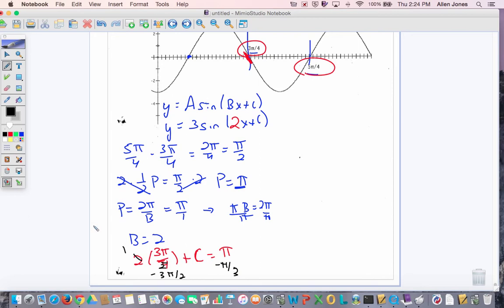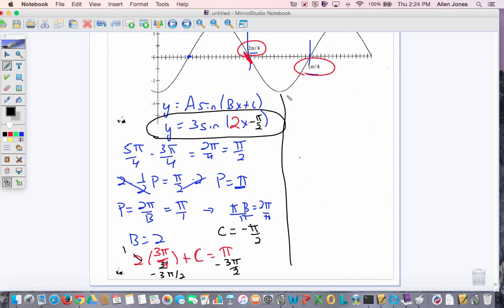If I cancel before I subtract, this is a 1, this is a 2. I'm going to subtract 3 pi over 2 from both sides. Oops, let's try that again. Subtract 3 pi over 2 from both sides, and that will give me c to equal negative pi over 2. I'll make that substitution into my equation, and oops, let's make it a minus, plus a negative is a minus. So minus pi over 2 is my equation for a sine curve.